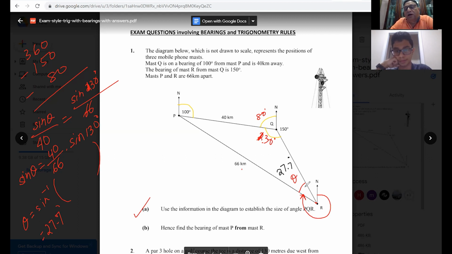Now we know that angle is 27.7. Now if this is 150, look at the diagram once again. If this is 150, how much should this be? 30 degrees, correct? So we know that angle. So 360 minus 30 minus 27.7 is your answer, right? So bearing angle will be, let me change the ink.